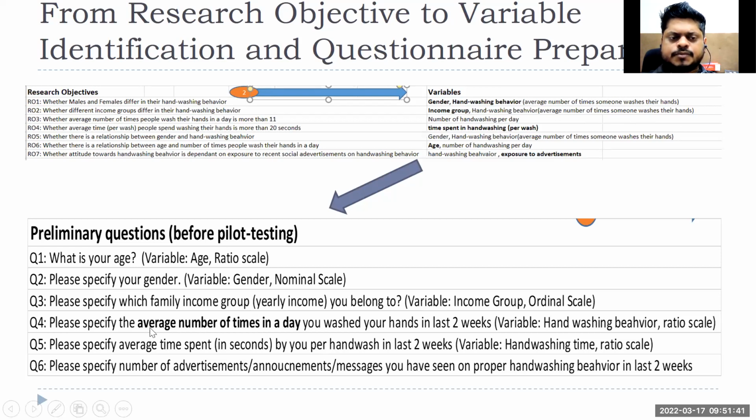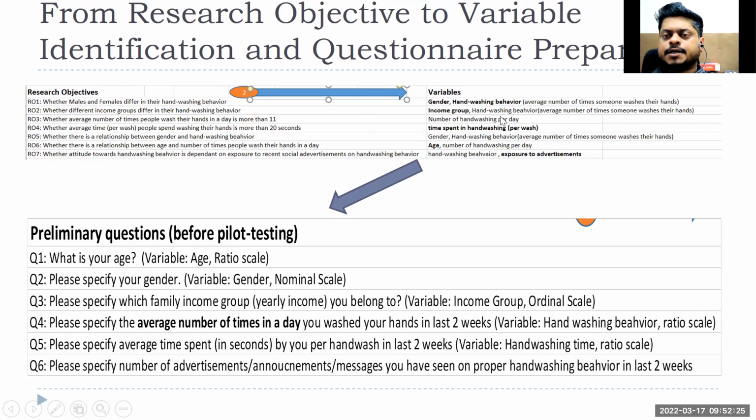So if you see, please specify the average number of times in a day you washed your hands in the last week. Per day, how many times are you washing your hands? So that is one variable. How am I collecting information on hand washing behavior? I'm asking respondents how many times they wash their hands per day, on an average basis. Obviously, it is not that every day they wash their hands an equal number of times, but on an average, how many times they wash their hands. So for my research objective 1, I have 2 variables. Similarly, for my research objective 2, I want to understand whether there is a difference in hand washing behavior between different income groups. So income group becomes one variable. Then hand washing behavior I have already counted, right?